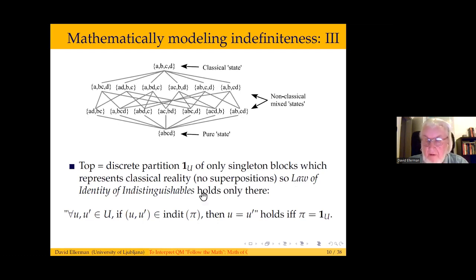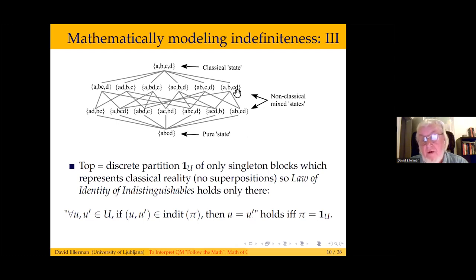Leibniz's principle, the law of identity of indiscernibles. So suppose you have two elements from a universe set, u and u prime, in the indistinction set of pi. Then they are equal if and only if pi is the discrete partition. So everything that can be distinguished from everything else is distinguished in the discrete partition up here, and that's the classical world. And so the only indistinctions here are the self pairs, the diagonal elements of U cross U. And so this holds there. If u and u prime are in the indistinction set of the discrete partition, which is symbolized like this, then they're equal because it has only the self pairs.